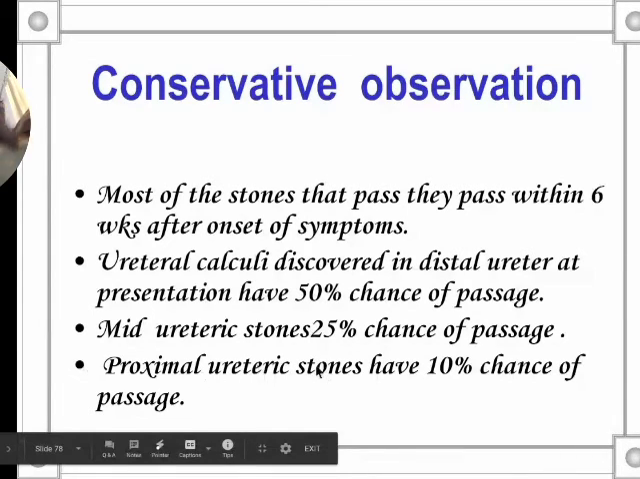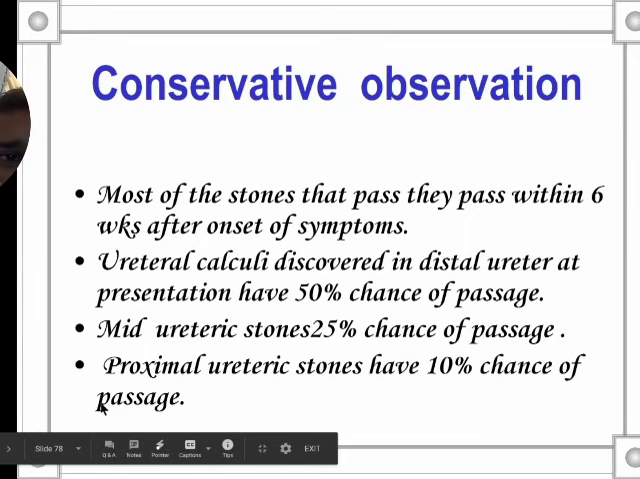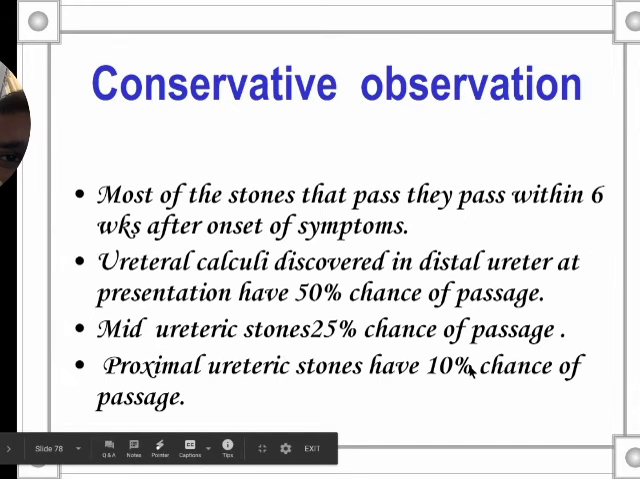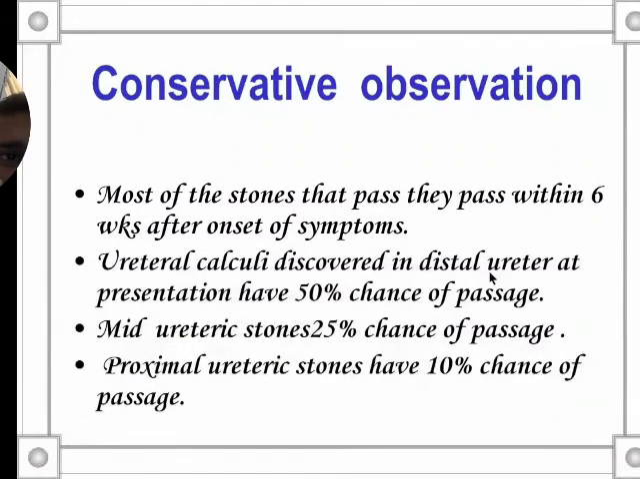And more proximal stones have only 10% chance of spontaneous passage. It means the more proximal the stone, meaning the upper ureter, the fewer the chances of spontaneous passage. If at presentation it is at a lower level, say the lower ureter, then more chances. So usually, if it has to pass spontaneously, it will pass within 6 weeks. If it has not passed, it means it is an impacted stone. Now you have to intervene and remove it.